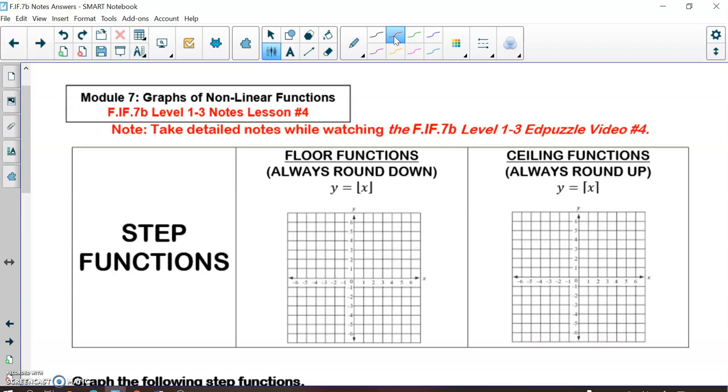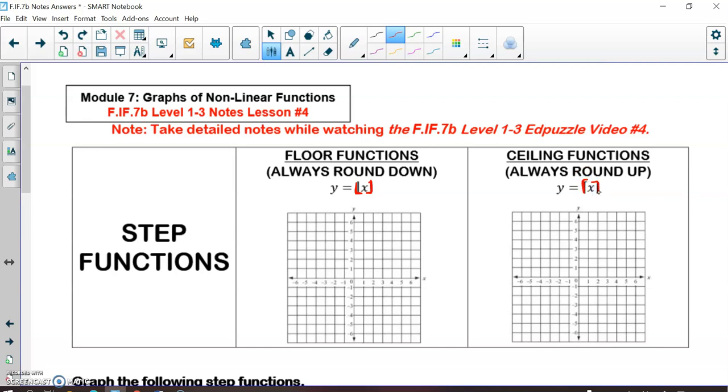There's a floor function and a ceiling function. Now, these are different than absolute values because there's little hooks on the ends of these little symbols here. A floor function has a hook on the bottom, whereas a ceiling function has a hook on the top.